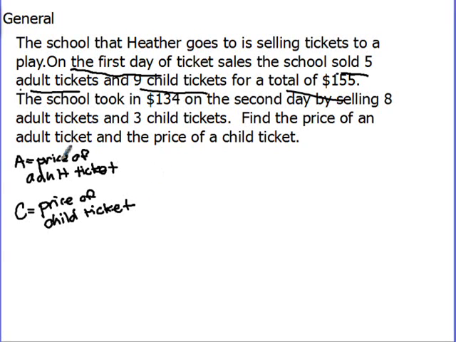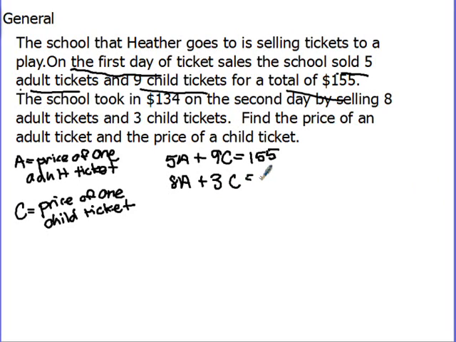So that would just mean, okay, if A represents the price of 1 adult, let me add in the word 1. 1 adult ticket, 1 child ticket. So if there's 5 adult tickets, that would mean 5A plus 9C equals, what was the total money that day? $155. The second day, it's 8 adult and 3 child. So that would just be 8A plus 3C equals 134.